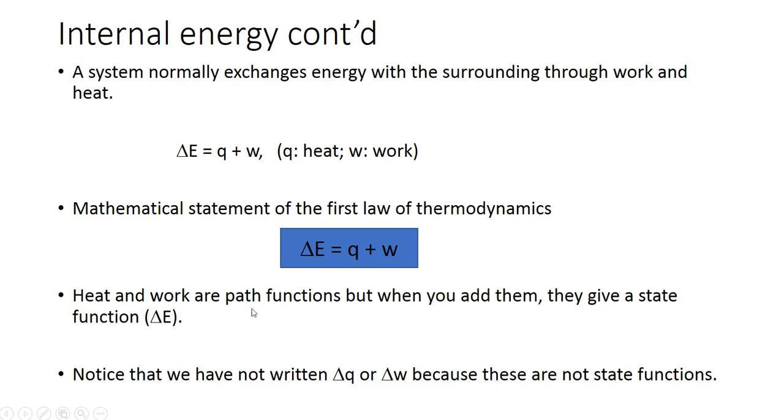Heat and work are path functions, but when you add them, they give a state function, which is delta E. So you need to take note that we have not written here delta Q or delta W, but we have written delta E here. It's only the state function that has the delta. The path functions do not have delta on them.